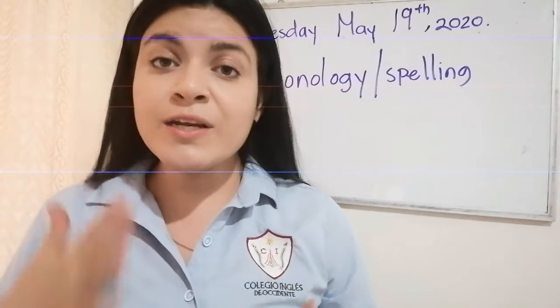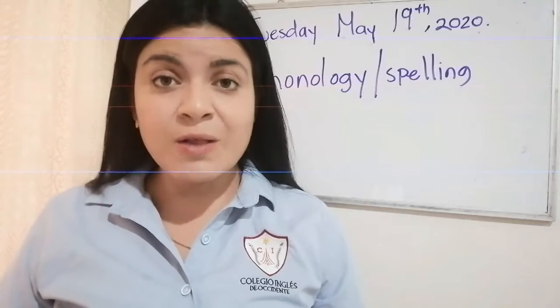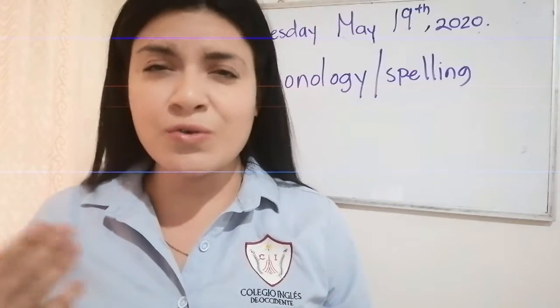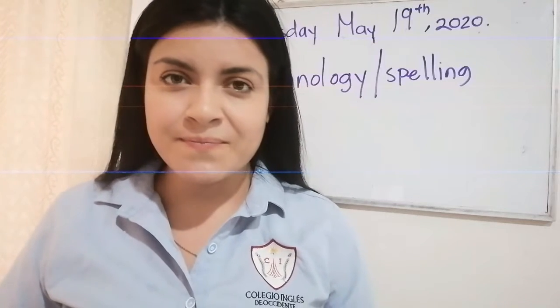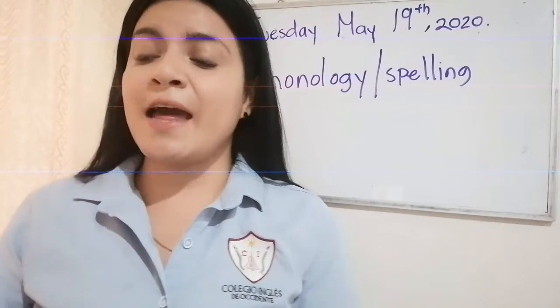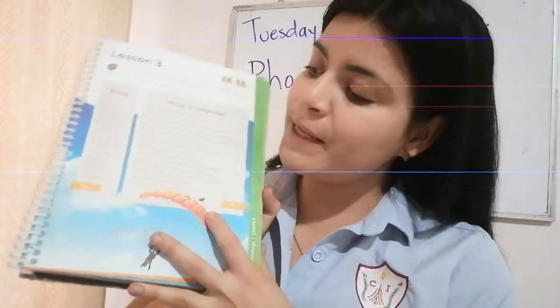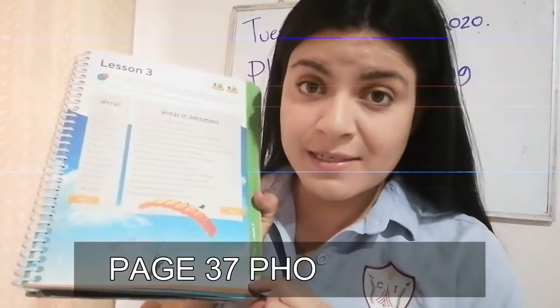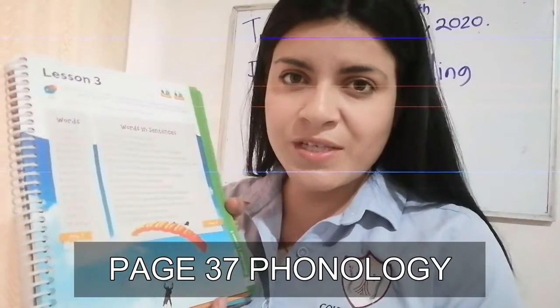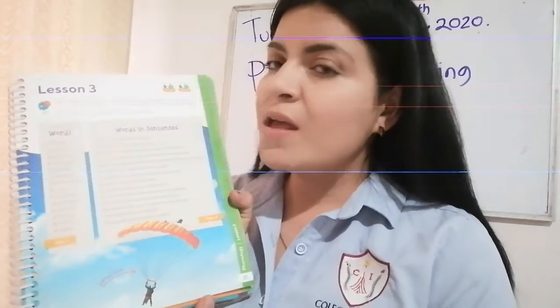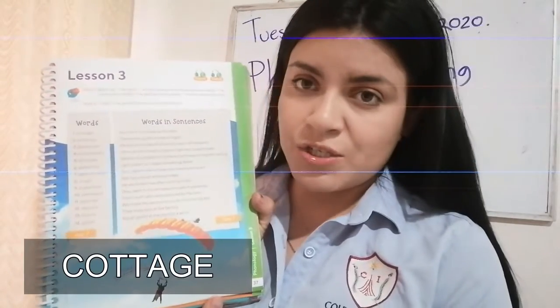Okay, in here we need to spell. And to spell, we need to know the keywords, right? Do you remember the keywords from lesson 3? Okay, here I have the book. If you have your book, please open it on page 37 to practice the pronunciation of each one. Number 1, cottage.